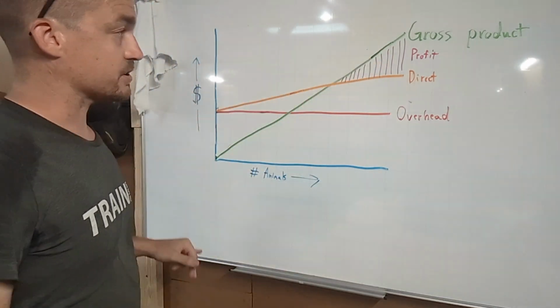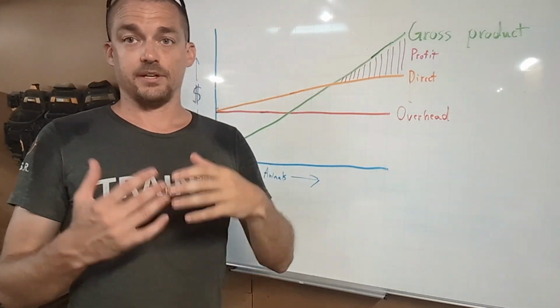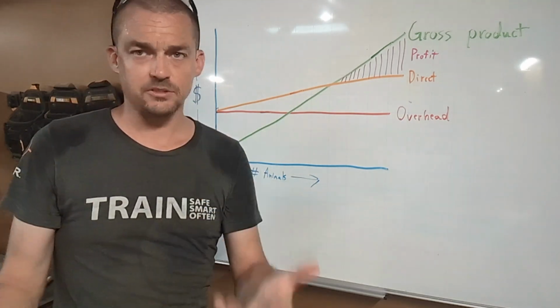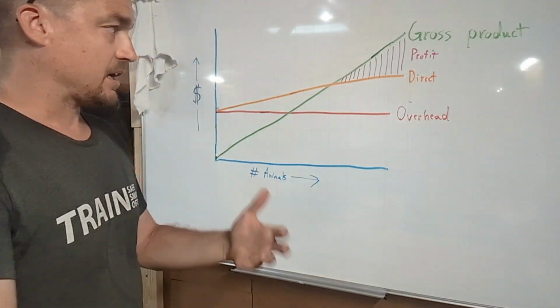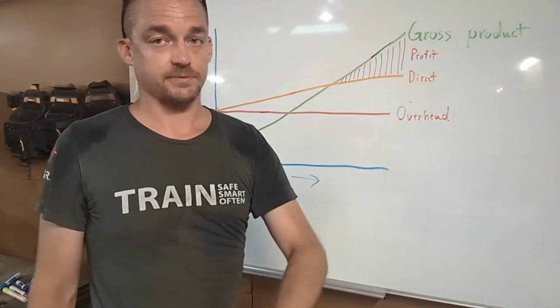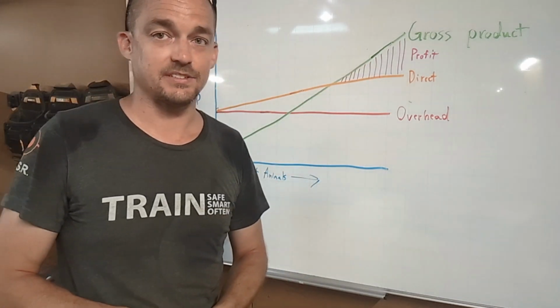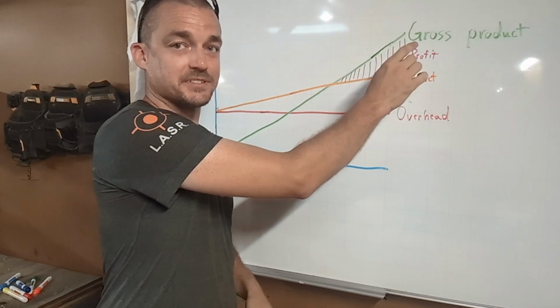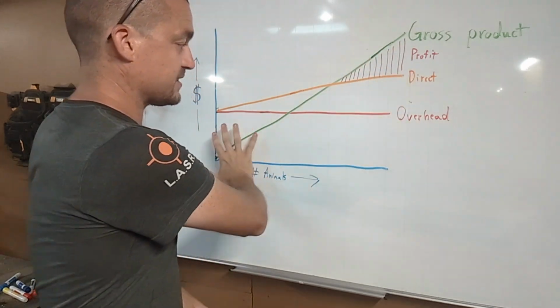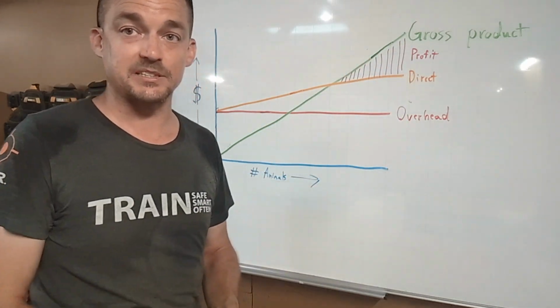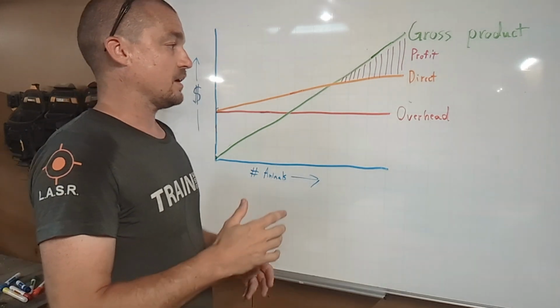And then the green line is your gross product. It is how many dollars or pounds of animal, or however you want to measure that, how many dollars of animal you're producing. And you'll notice there's just this one little triangle that represents profit. The whole rest of this, you're operating at a loss. If you're in that space, you're at a loss.